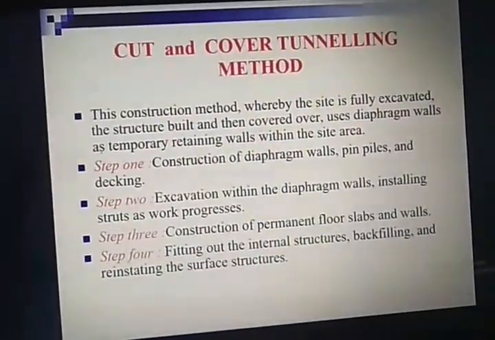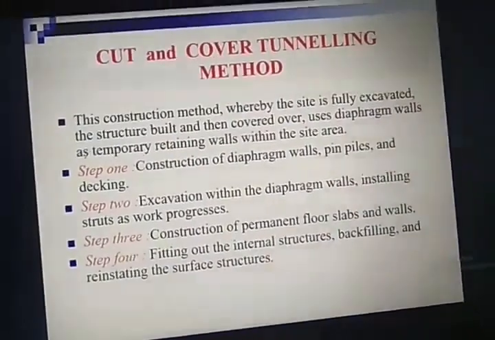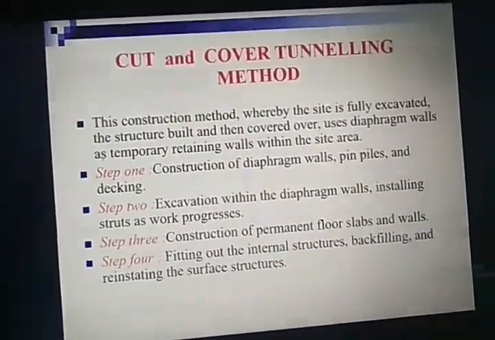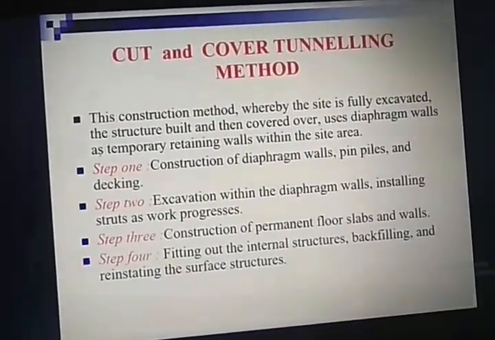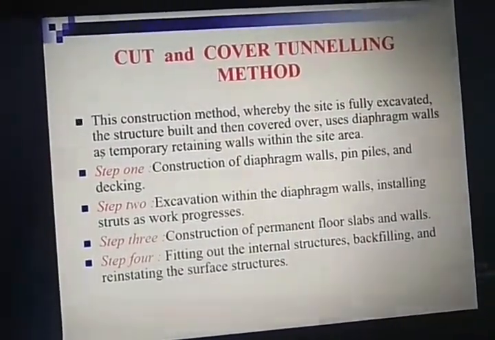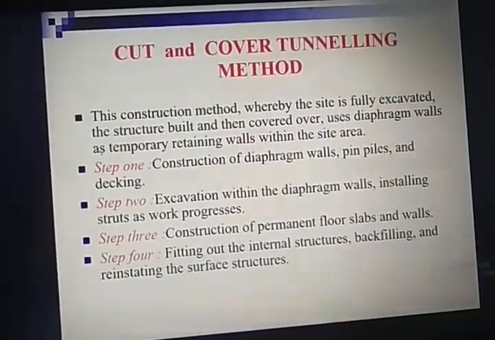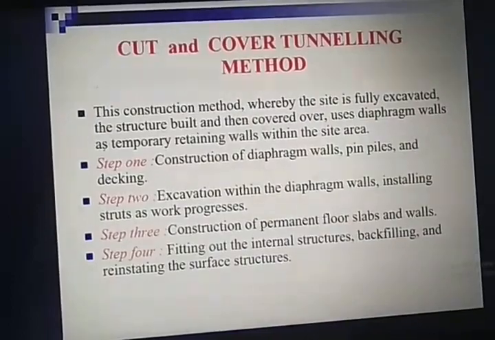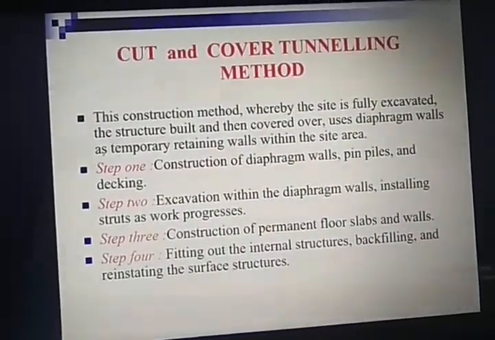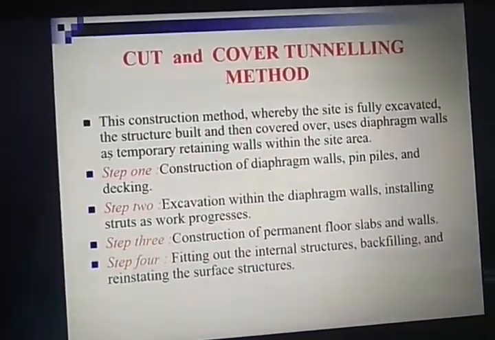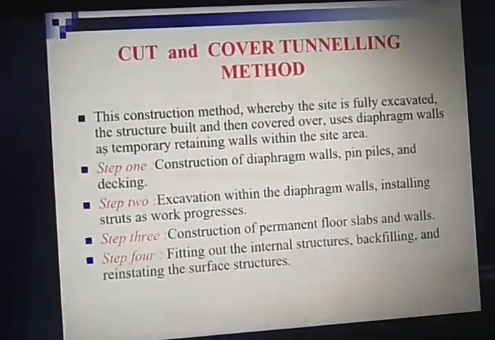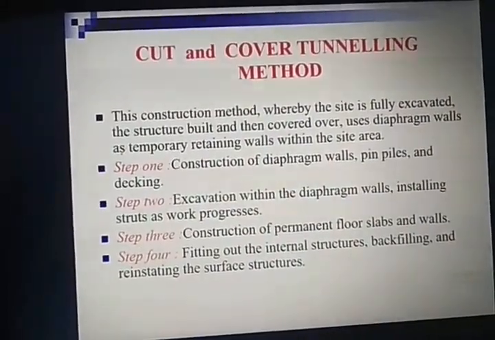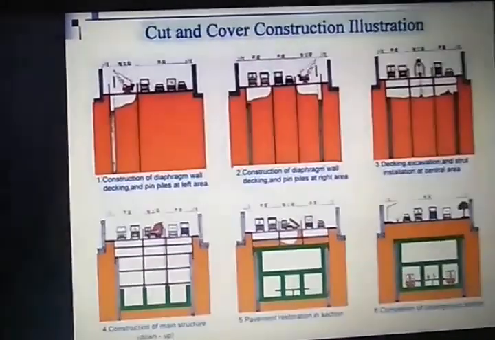Next method is the cut and cover tunneling method. So there are 4 steps for the cut and cover construction. First step, construction of diaphragm wall. Second step, excavation within the diaphragm wall. Step third, construction of permanent floor slabs and walls. And step 4, fitting out the internal structures, backfilling. So diagrammatically this is the point.